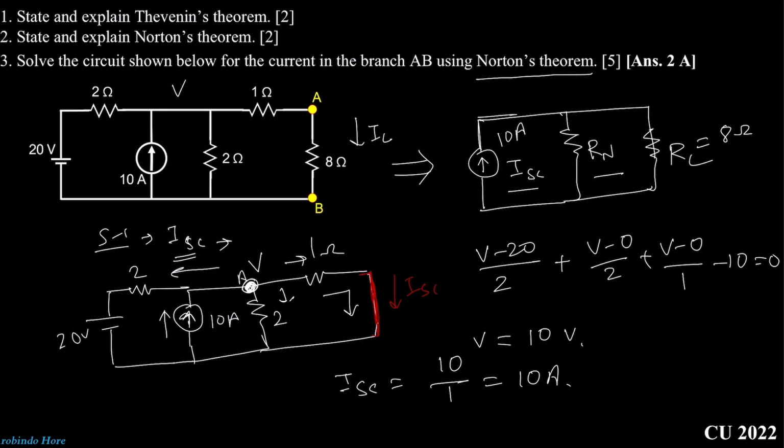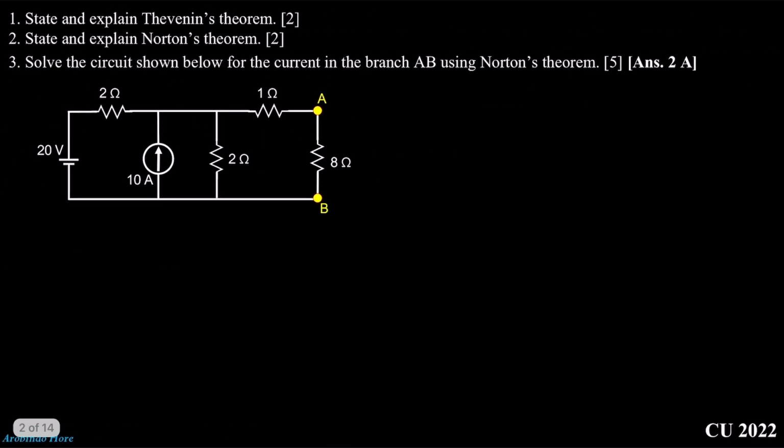Now we need to calculate the Norton resistance or equivalent resistance. First step is to remove the load resistance, and replace the sources by their internal resistances. In this case, we have one voltage source and one current source. The voltage source internal resistance is how much? Our voltage source is 0, and our current source is how much? It is infinite.